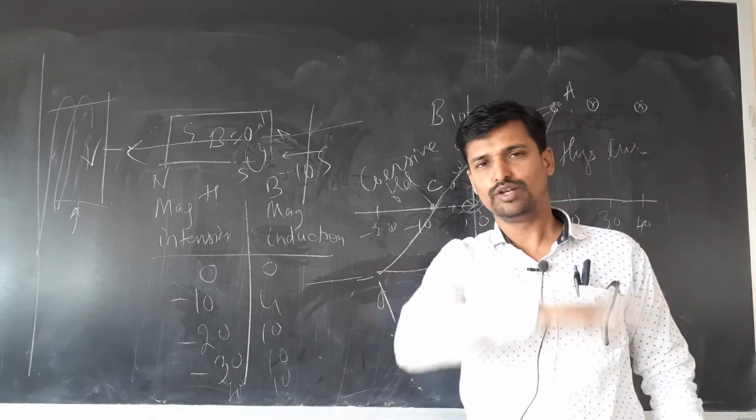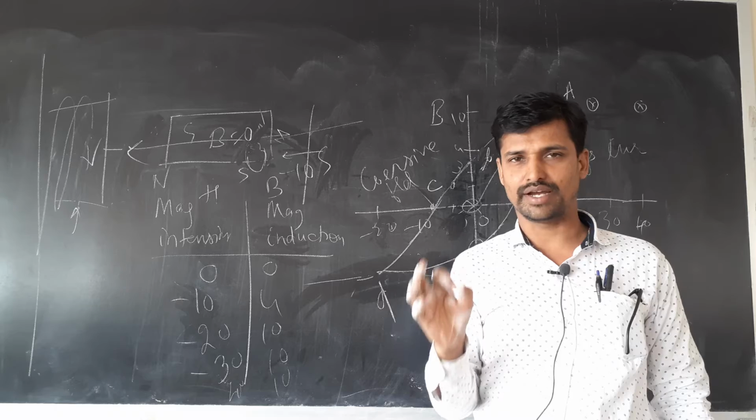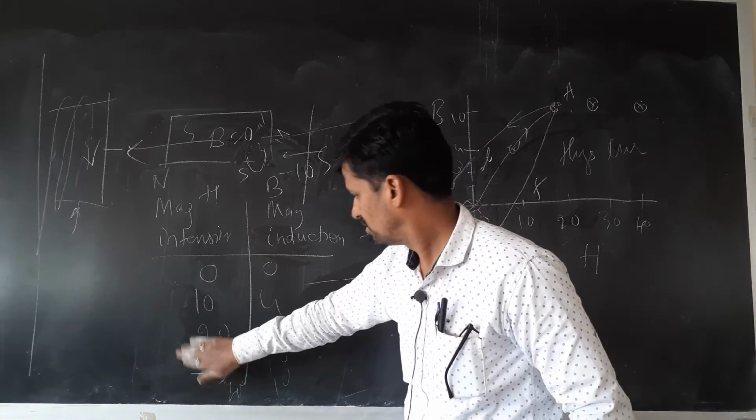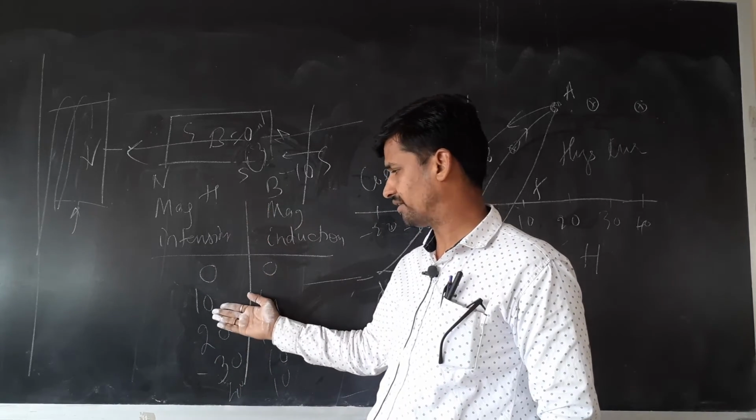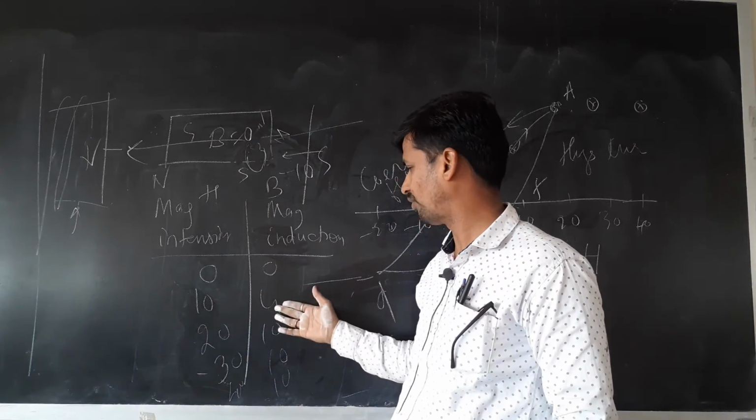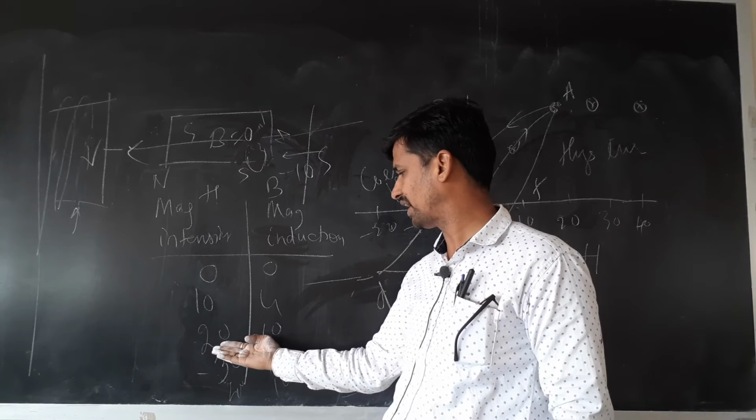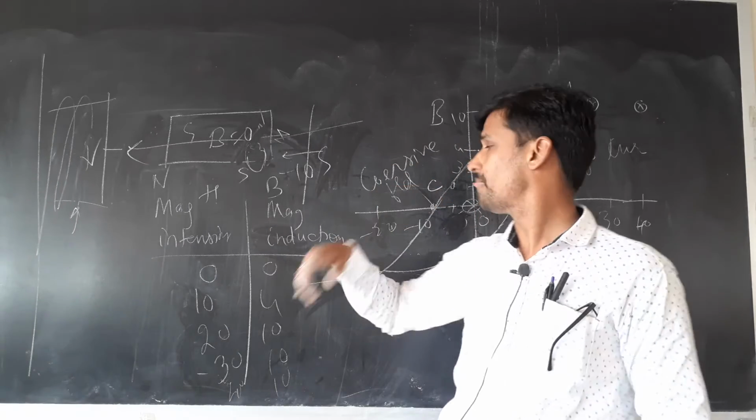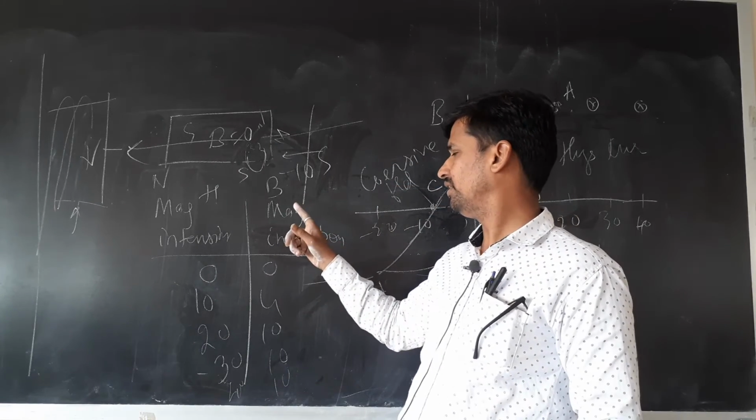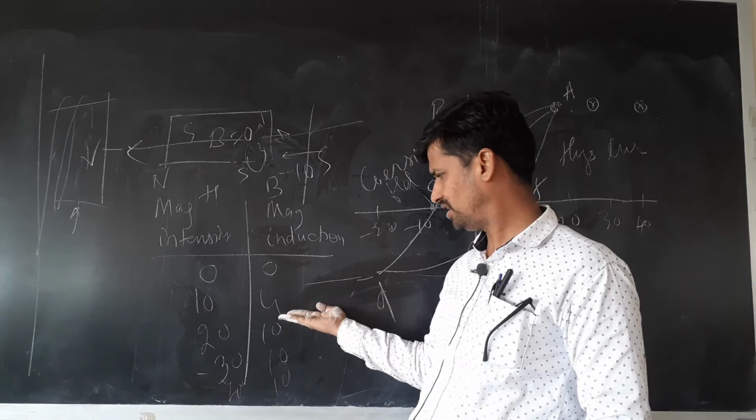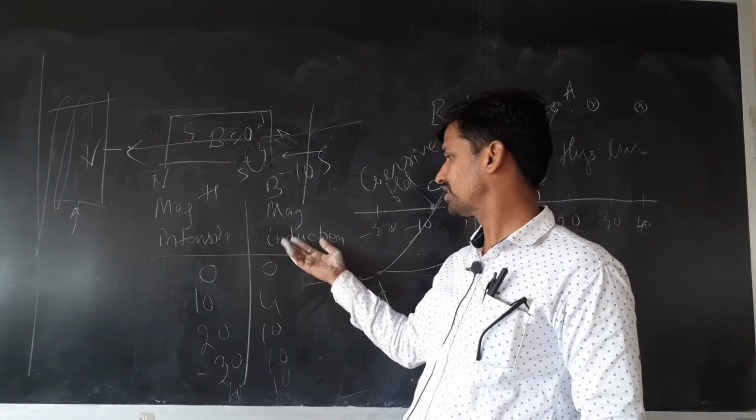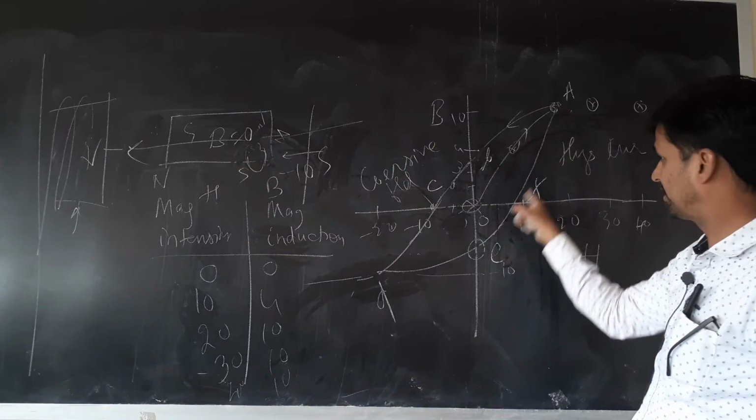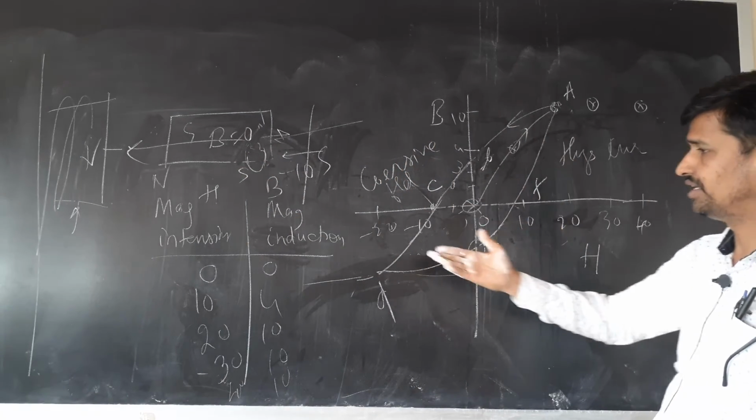Listen to me carefully. In the overall process, what was ahead, what was lagging? Listen, when intensity H was 10, B was only 4, meaning it is lagging. See, when it became 20, it is only 10. When it became 30, it is only 10. Who is lagging, remaining behind? Magnetic induction. The lagging behind of magnetic induction with respect to magnetic intensity, when the specimen is taken through a cycle of magnetization, is called hysteresis.